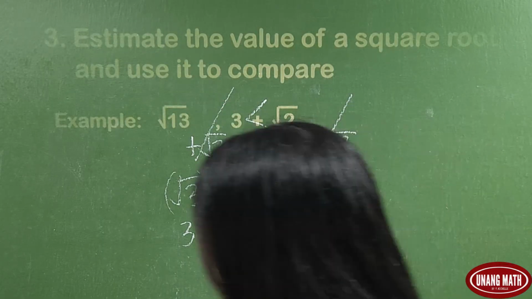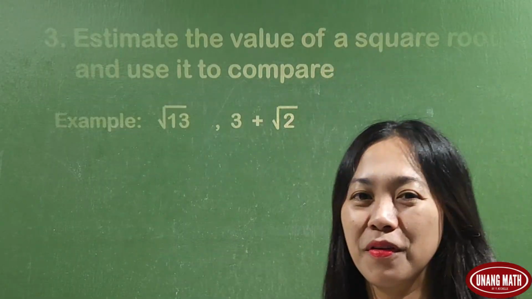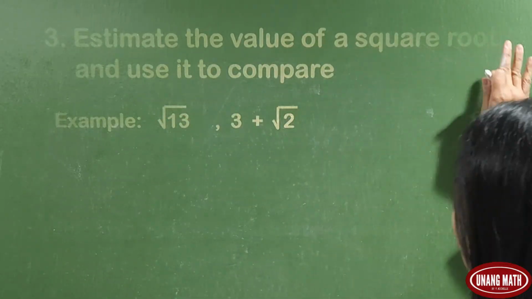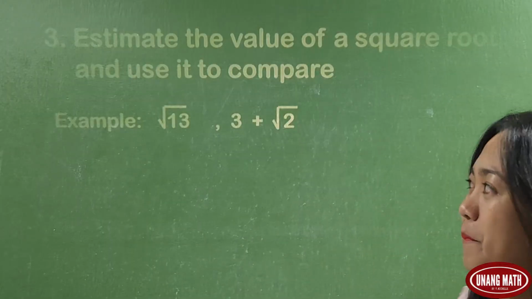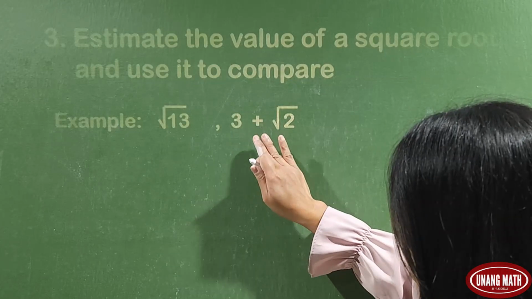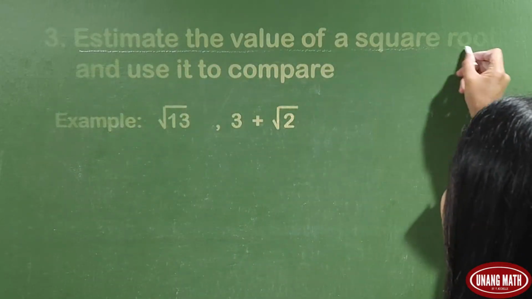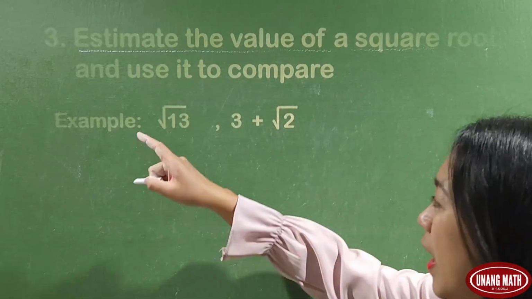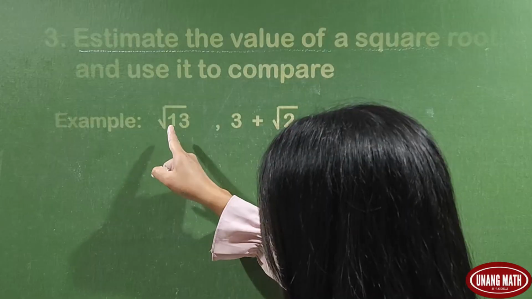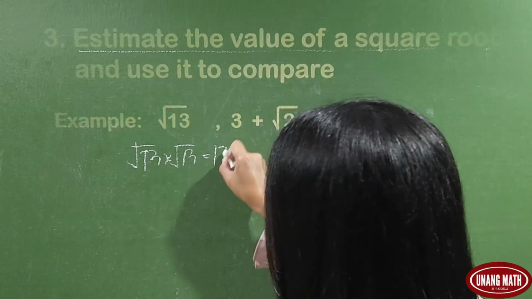Okay, and for our last way or strategy on how to compare real numbers, in here, we will be estimating the value of a square root and use it to compare. Okay, example. We have square root of 13. Compare this to 3 plus square root of 2. So we are going to estimate the value of a square root. Okay, since this is square root of 13, we know that if it's square root of 13, then this is square root of 13 times square root of 13, so equals to 13.